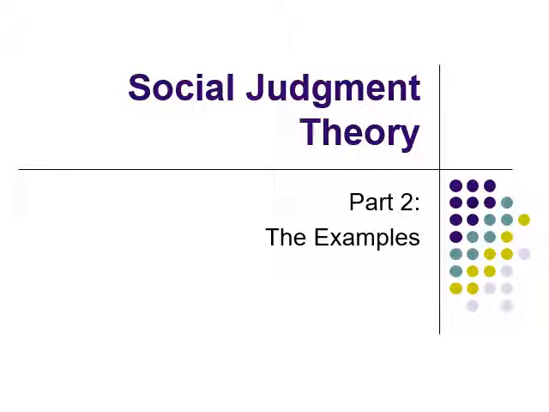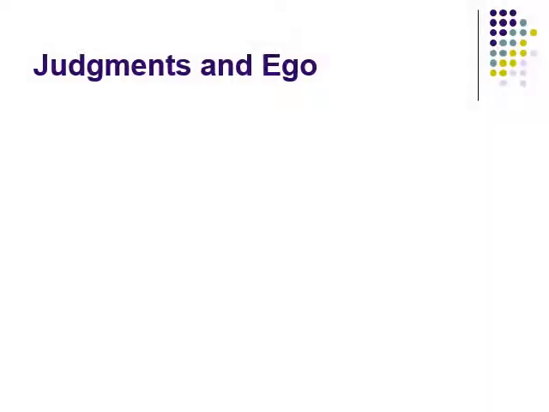So here we are, Social Judgment Theory, Part 2, the examples. We ended the last lecture talking very briefly about judgments and ego, and I want to come back to that, spend a couple more minutes with it, and then jump into our examples.